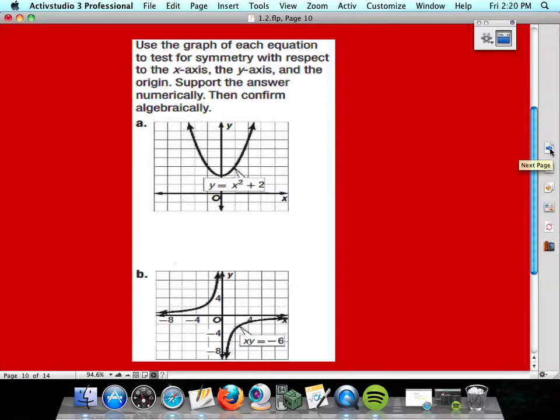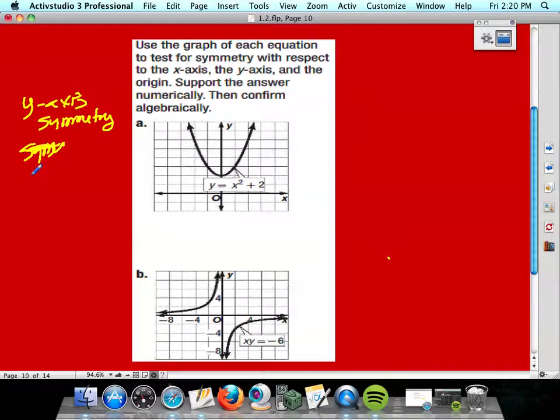All right, this one says use the graph of each equation to test for symmetry. So look at the graph and see what you think, and then, of course, they're going to make you confirm it. So the first one says y equals x squared plus 2. Obviously, it looks like it's symmetric. Let's say it has y-axis symmetry. That may be the shortest way to say it. Then it says confirm your answer, well, support it numerically.